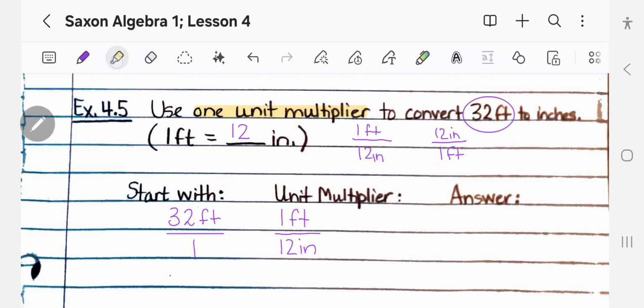Now, we know how to cancel. We have to cancel this way or this way, right? There's nothing to cancel there. But what about here, feet and inches? That's not going to cancel out, is it? I'm trying to cancel the units.